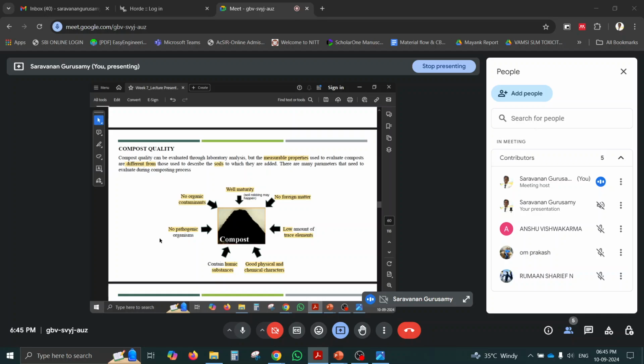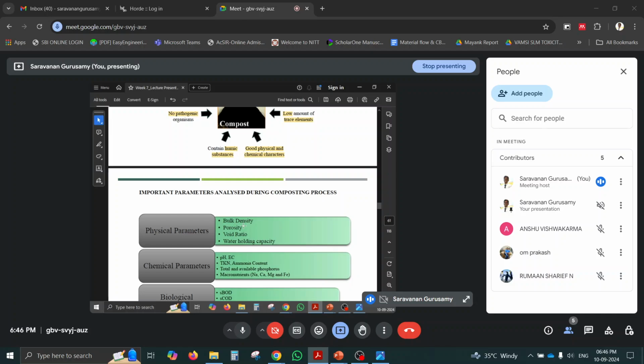And there should not be any pathogenic organisms. Initially in compost there is no chance of pathogens, because during the active phase itself it will reach 80 or 75 degrees and kill all the pathogens. So whenever there is a minor quantity present in the compost, that should not be there. It should be killed, sterilized properly, and no organic matter. Whatever the organic matter, that's all degraded only. So only humic substance should be present. These are all the qualities of a good compost: well matured, no foreign matters, low amount of trace material, good physical and chemical properties, contains humic substances, no pathogenic organism, and no organic contaminants.